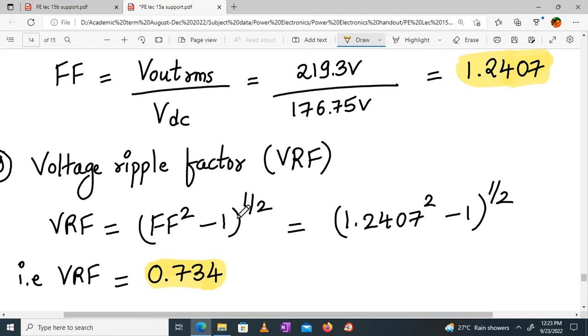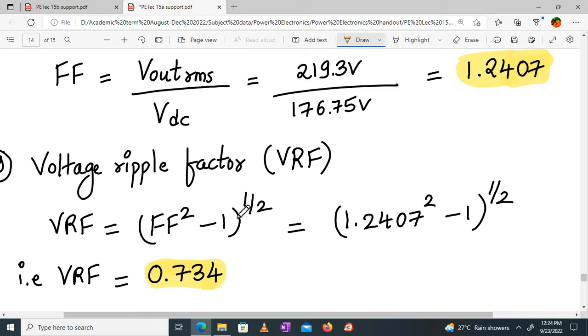Form factor square minus 1 raised to half. That is 0.734. Coming? इसका मतलब क्या है? 73.4% is the ripple and the remaining is almost continuous.